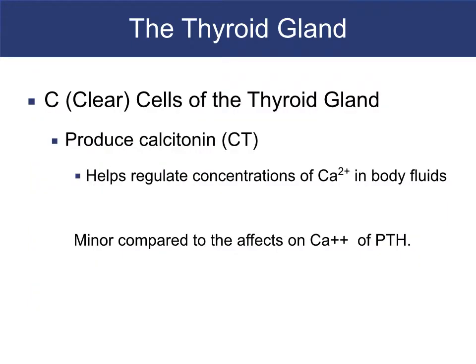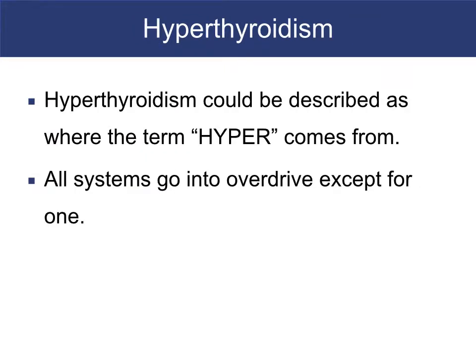I'm going to let y'all read that later. I talked to you about the calcitonin. These are the cells in between the follicles. They make calcitonin. It helps regulate the concentration of calcium in the body fluids. In many ways, it's somewhat minor compared to parathormone. Parathormone is very powerful controller, but the calcitonin plays a distinct role, and they do battle back and forth to keep your calcium up or down to keep it normal.